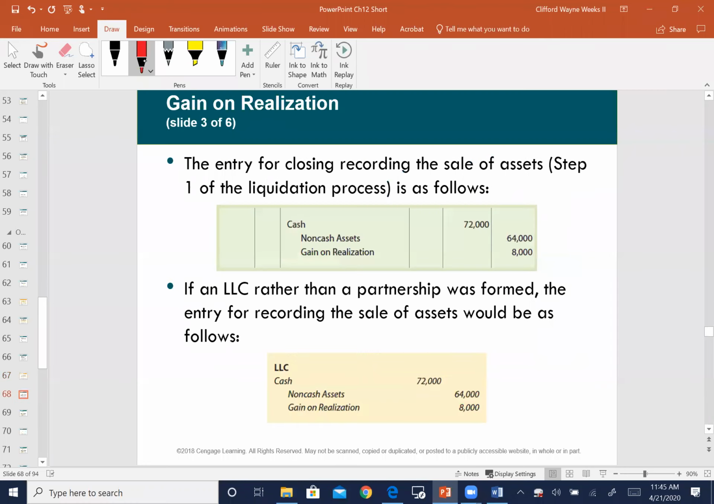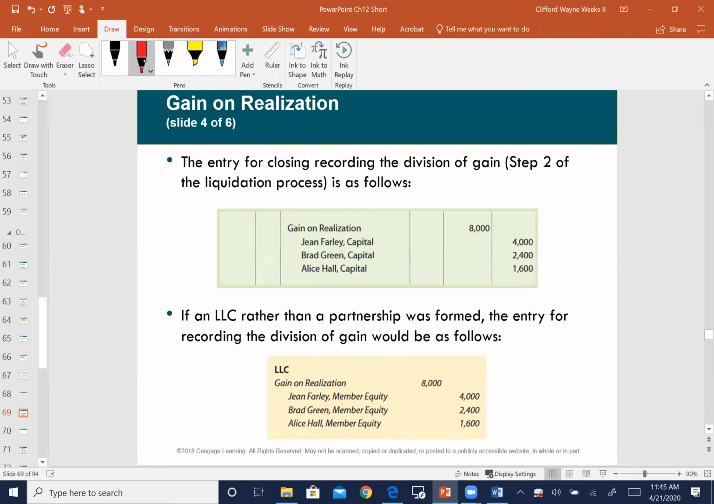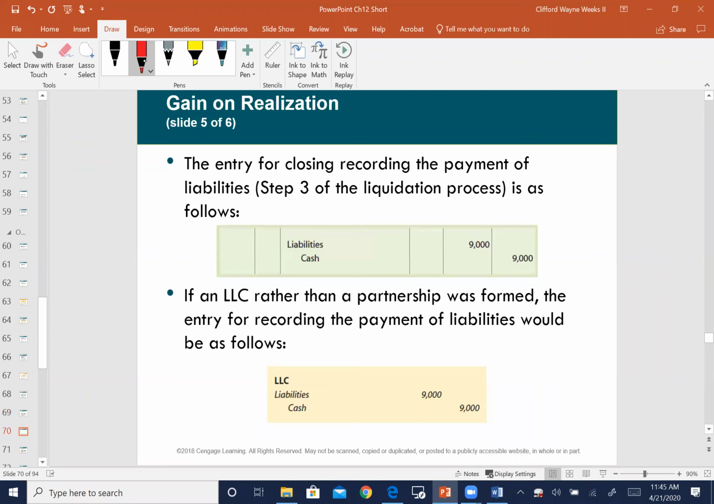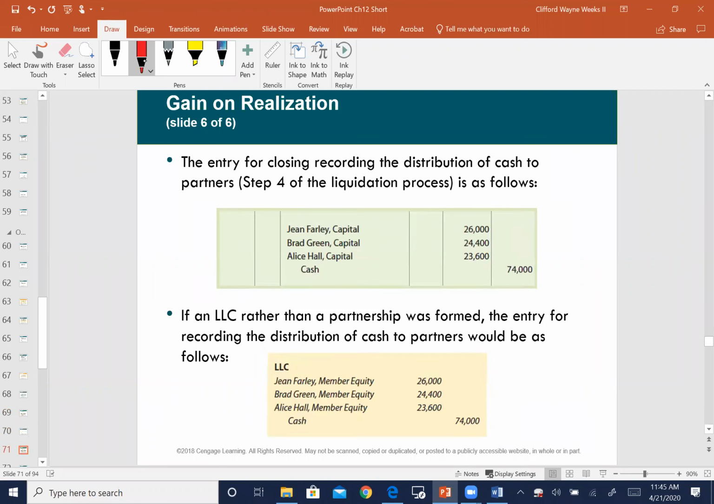Right? So the journal entries, we're going to get our cash, we're going to reduce our assets, we have the gain. We allocate the gain based on their partnership agreements. We pay off our liabilities, and then we pay the owners what is owed them. Again, the only thing that is different when it comes to an LLC is the account title that we use.